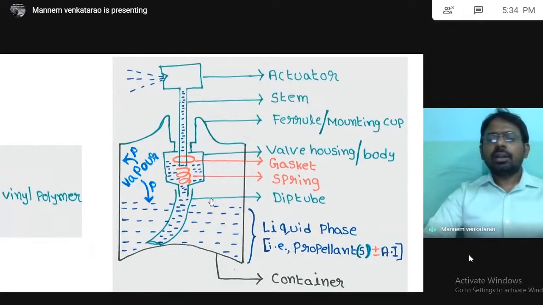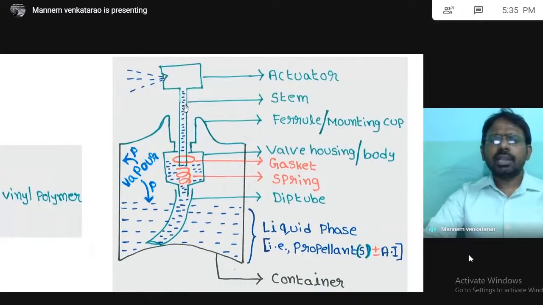Next, the third component is valves. What is a valve? A small hole is called an orifice. In an aerosol system, any component containing a small hole is referred to as a valve. Here you observe the activator, which contains a small hole. That's why it is called the activator valve.